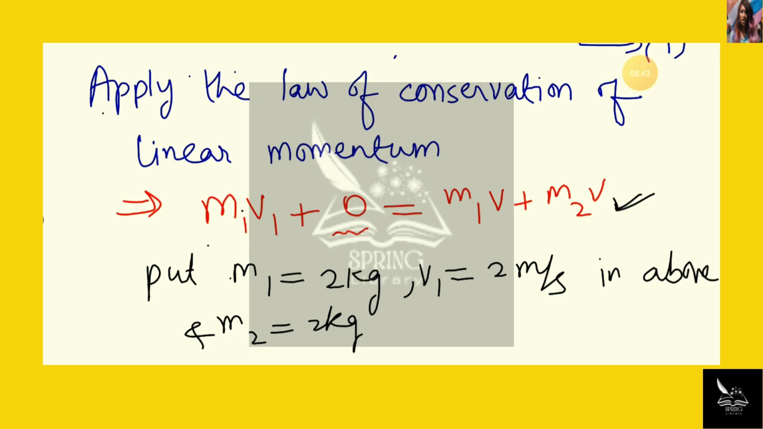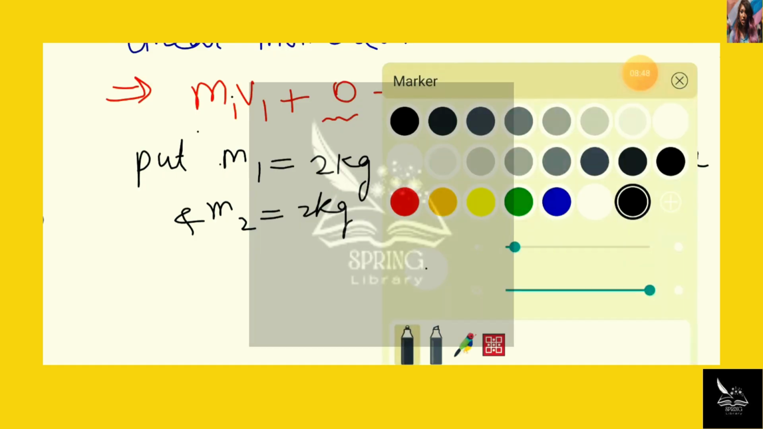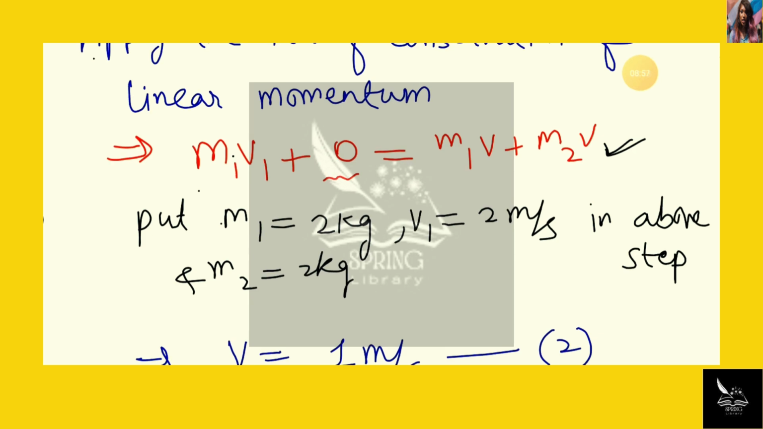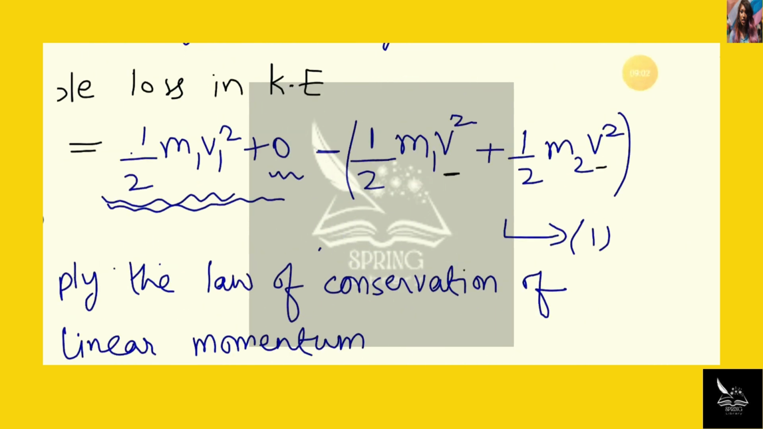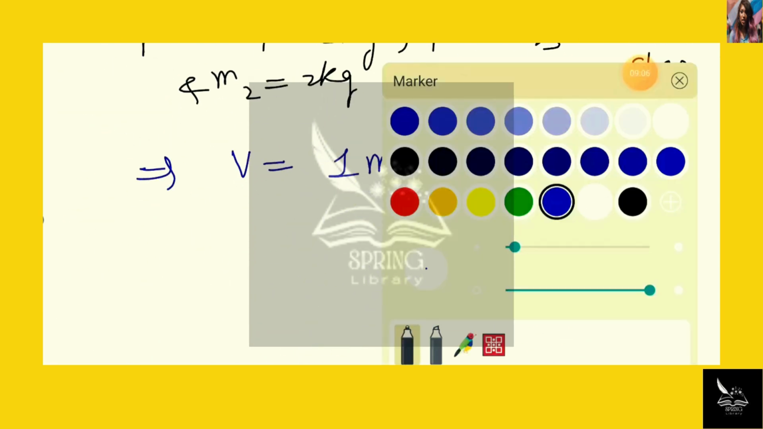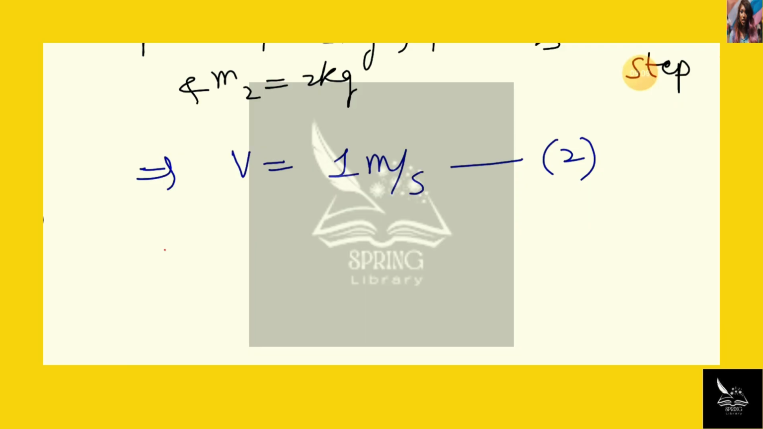So the result will be written as, after solving, I will get the final velocity v equal to 1 meter per second. So this is equation number 2. Now the next step is to use this value of v from equation number 2 and put it in equation number 1. So I can say, put the value of v, that is equal to 1 meter per second, in equation number 1.